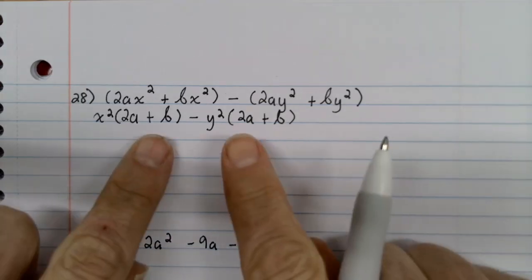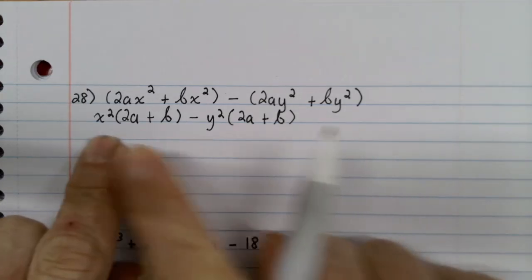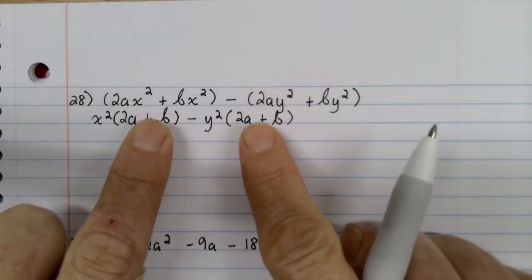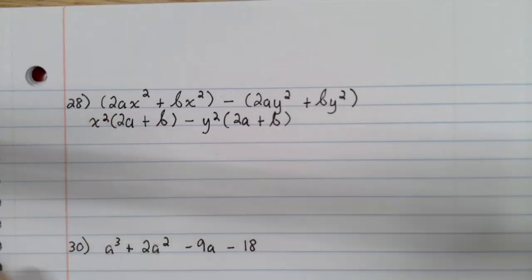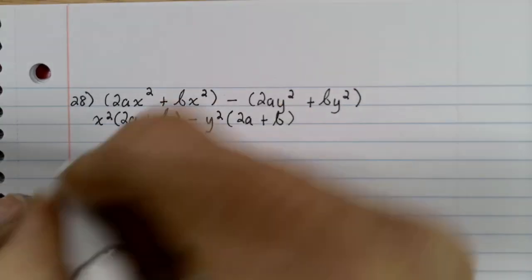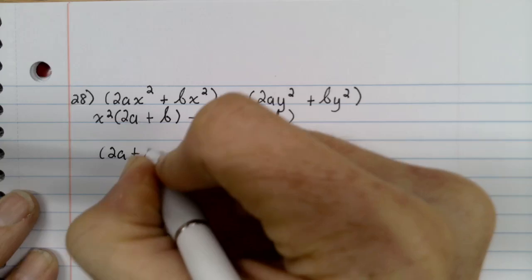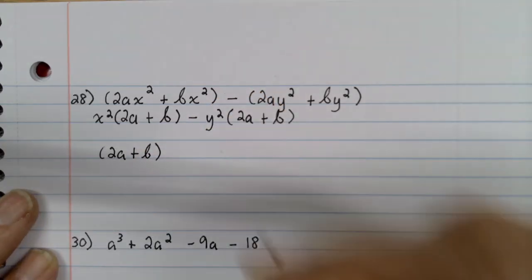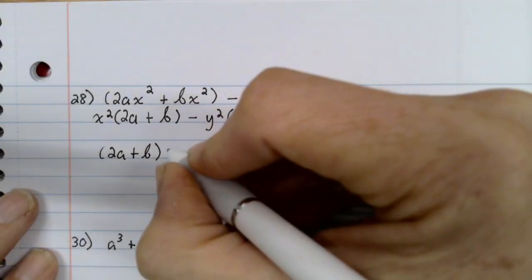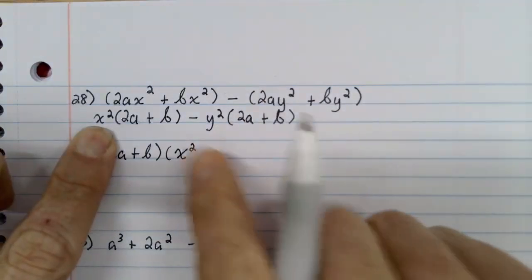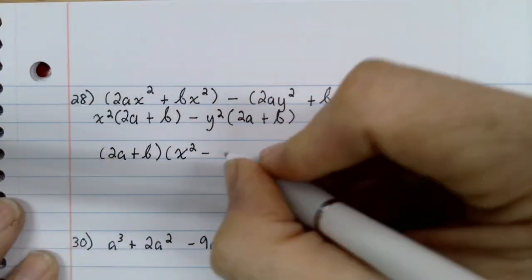Now we can see this expression shares a 2a plus b, so we can factor the 2a plus b out. Let me go ahead and do that. And what we'll be left with is 2a plus b times an x squared, right, minus y squared.